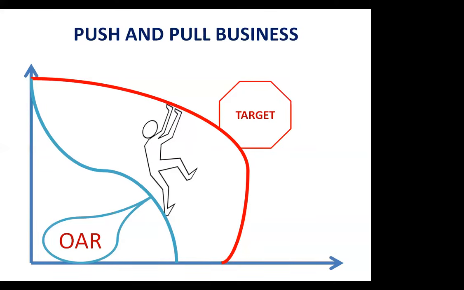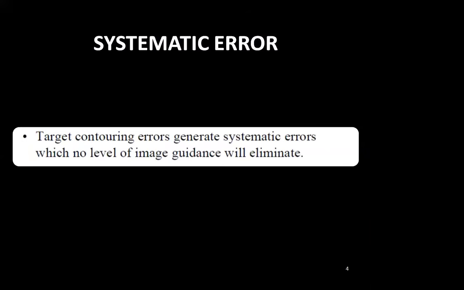...thing in radiation practice. And always, from morning to evening, we do pushing the target forward and pushing the OR backward. It is our daily business. But to keep this business at optimum, we have to know the proper guidelines about the proper target delineations for tissue and OR. Target contouring errors generate systematic errors which no level of image guidance will eliminate. So target delineation is a very important thing: what to contour and what not to contour.